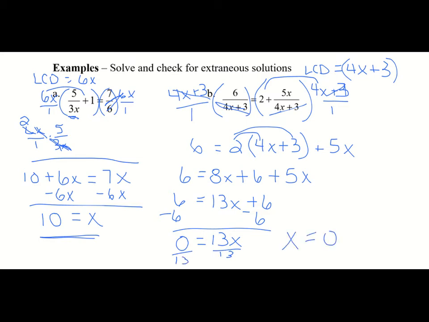Now remember, 0 is a number. It is an answer. We can use it. We do need to check it in our denominators. And if I plug in 0 up here, 4 times 0 would give me 0, but we have that plus 3. So it is a true solution, and it does work. So it will work with the equation.